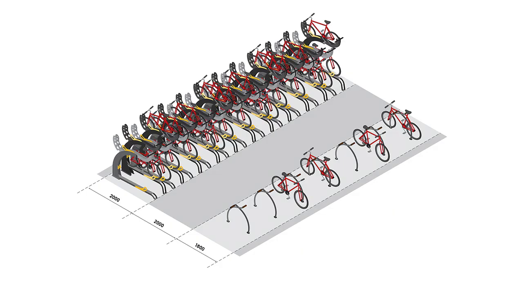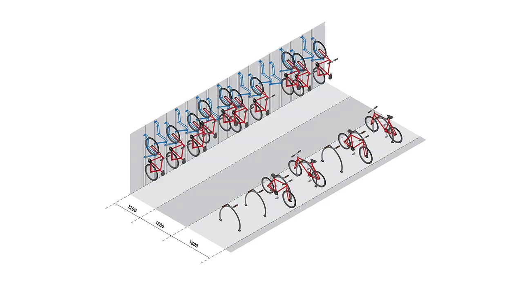Aisle width standards. The necessary aisle width is measured from bicycle envelope to bicycle envelope, not from rack to rack. This is an often overlooked aspect and can result in bike rooms like this. Double tier designs require 2 meters between each envelope. Everything else requires 1.5 meters between each envelope.